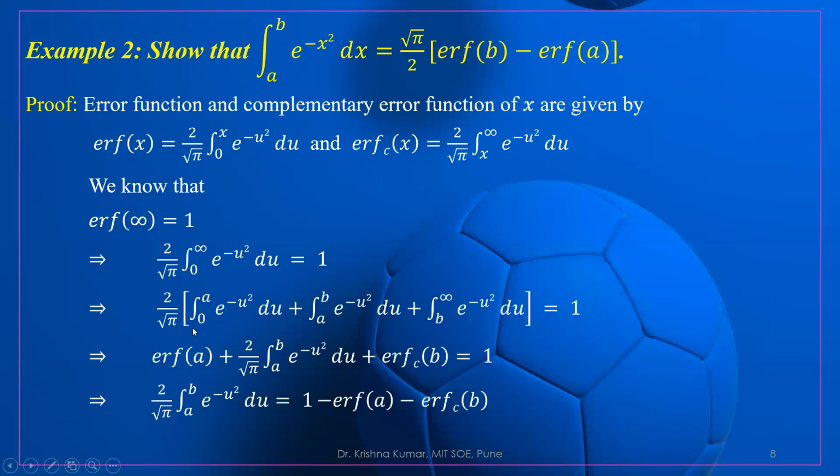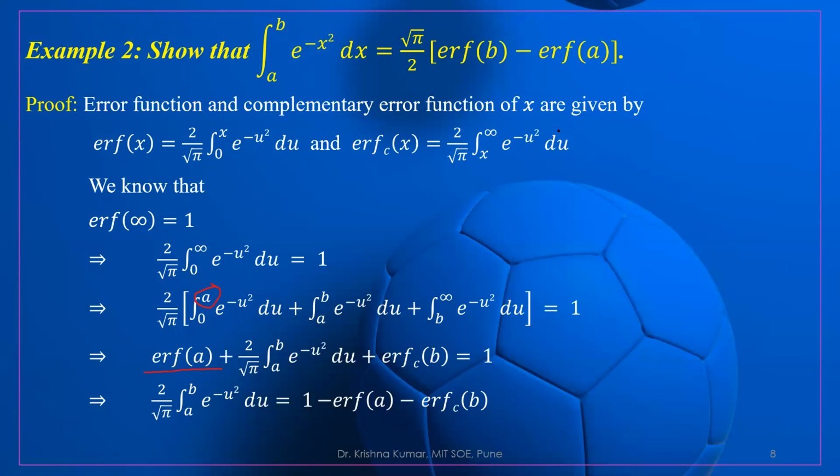So we divide this limit 0 to infinity in 3 parts: 0 to A, A to B, and B to infinity. If we come to the first part, 2 upon root pi integration of e to the power minus u square under the limit 0 to A du. In place of X we have only A, so it is the error function of A.